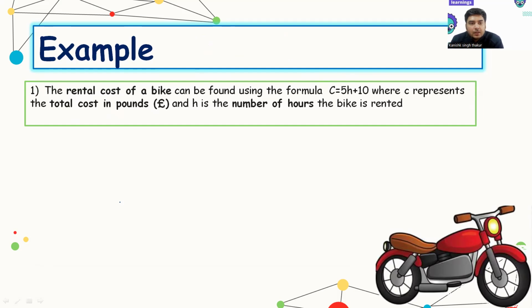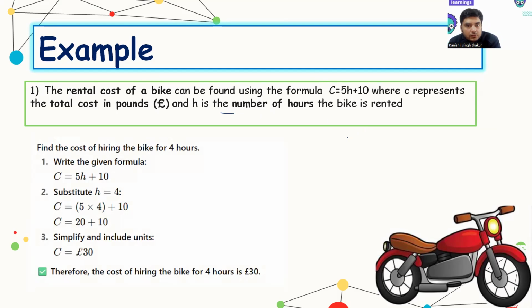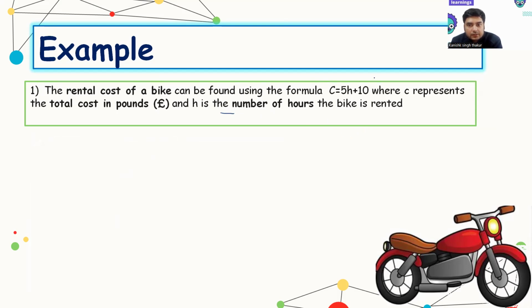Okay, so let's see. The rental cost of a bike can be found using the formula C equals 5H plus 10. So you have your equation: 5 times the number of hours plus 10. That's what you have as the rental cost. Okay. So H is the number of hours rented. Okay. So actually here it is forgotten to print. You have to find for 4 hours, right?